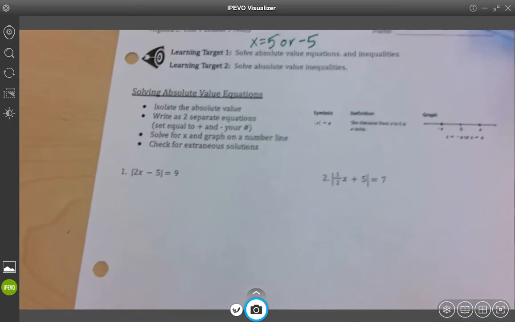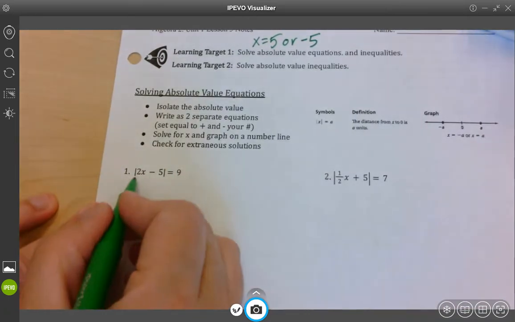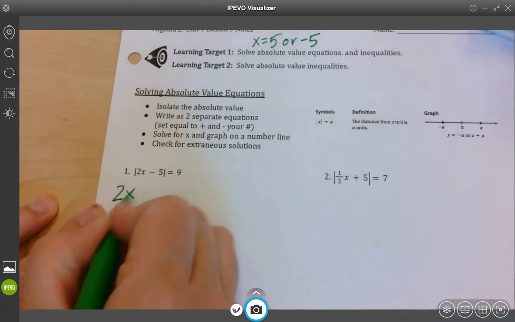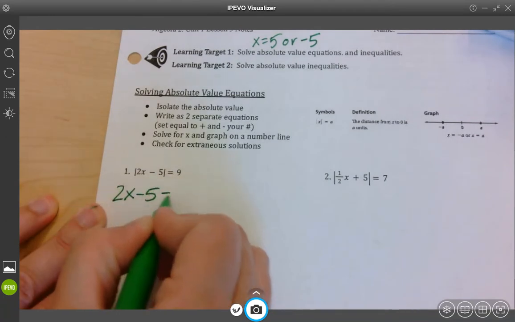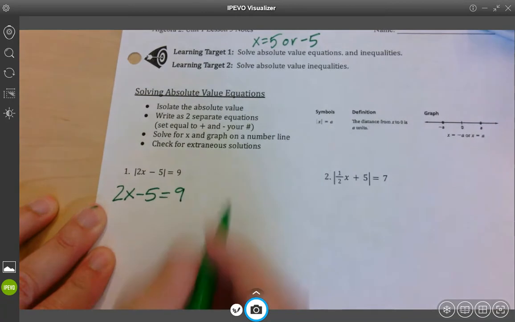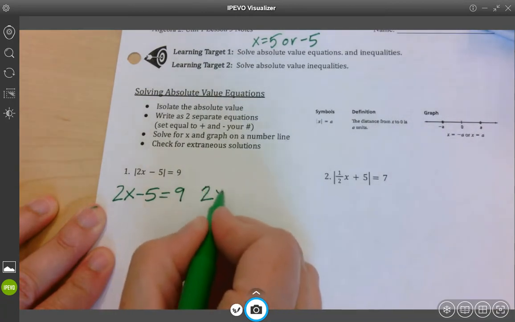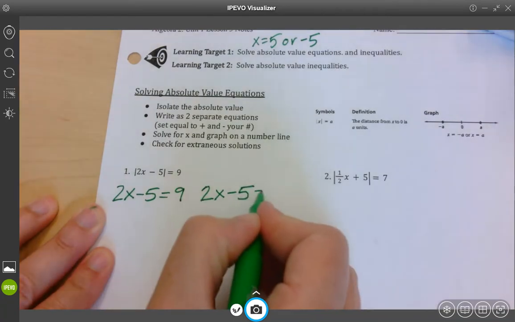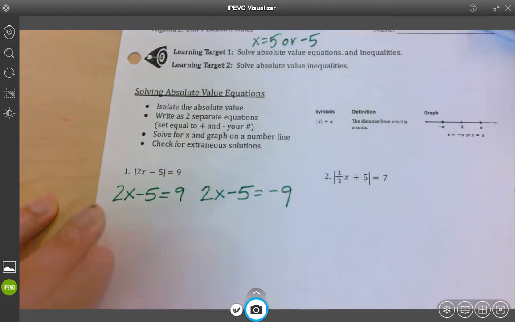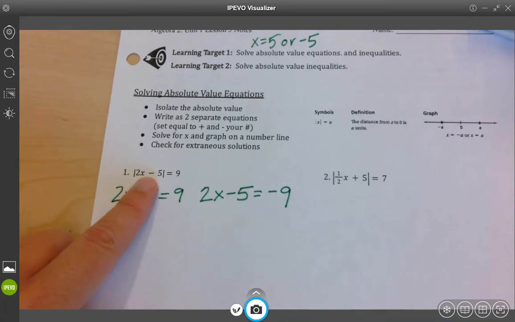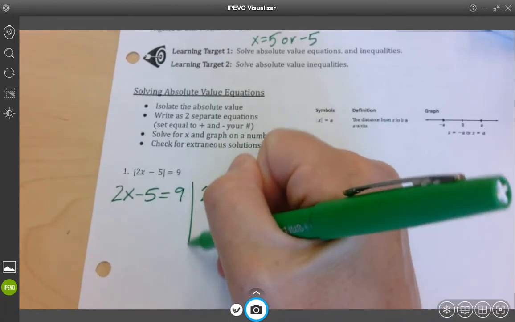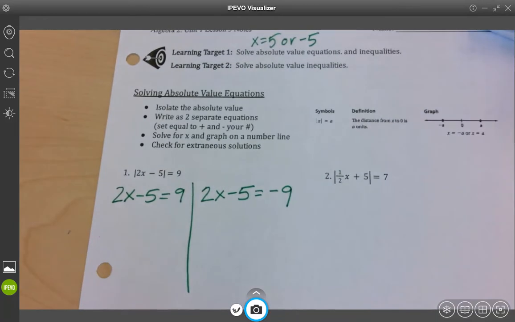All right, let's zoom in a little bit so we can see the problems that we're going to work on. So if I know the absolute value of 2x minus 5 equals 9, then what's inside the absolute value might equal 9. Or what's inside the absolute value might equal what number? It might equal negative 9. Because if it equaled negative 9 and I took its absolute value, I would then get positive 9. So there are 2 equations.